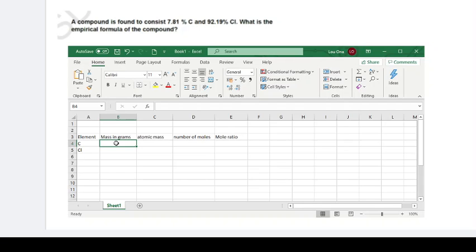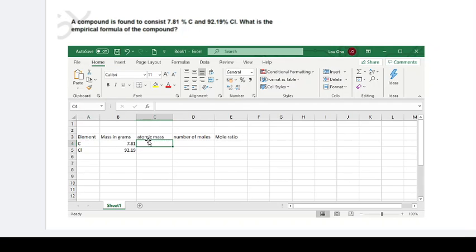So the mass in grams. What is the mass in grams? We have to assume a 100-gram sample. So for carbon, you have 7.81 grams, and then for chlorine, that's 92.19 grams of chlorine. Now, where do we get the atomic mass of carbon?